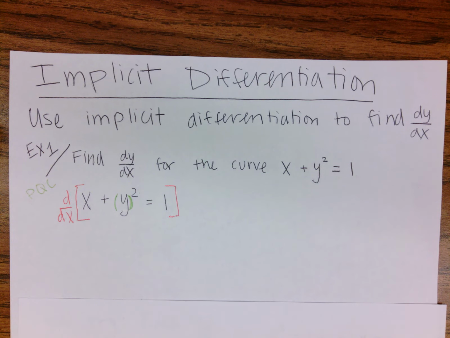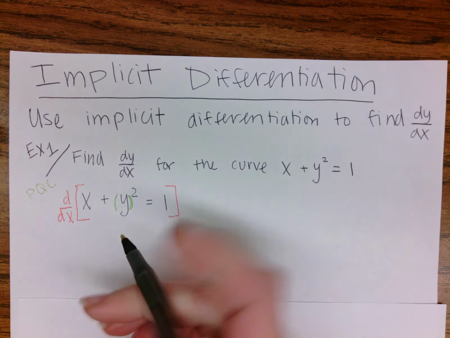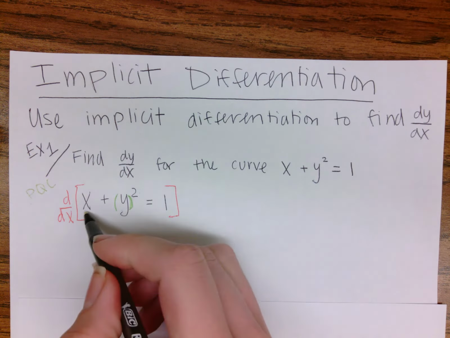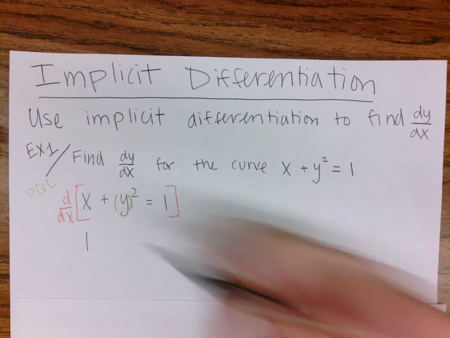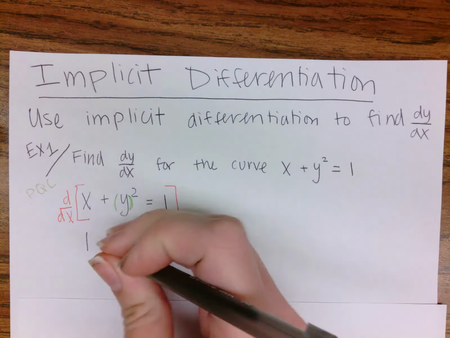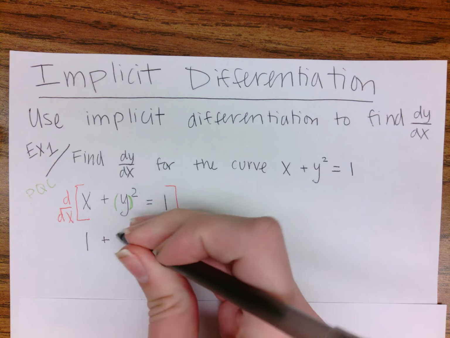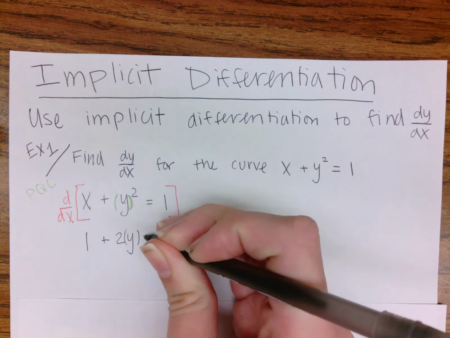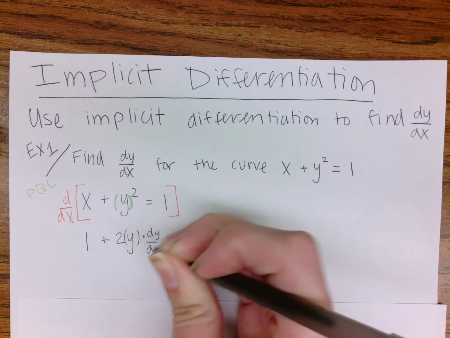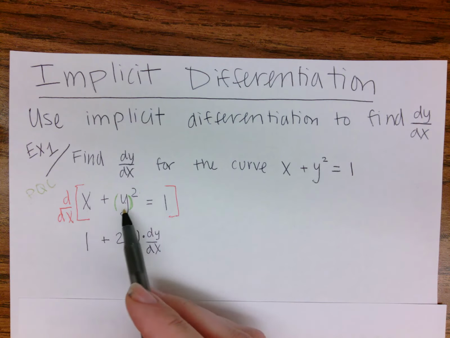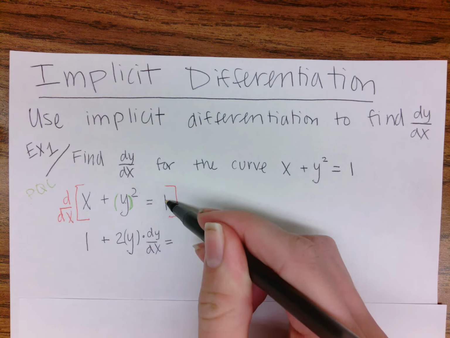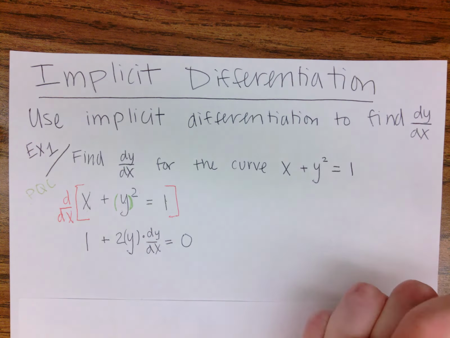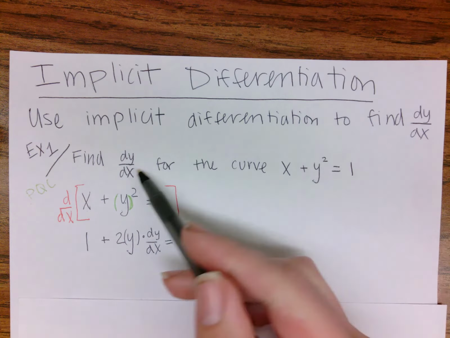After we've considered P, Q, C, we're now going to take a derivative of each term. The derivative of x with respect to x is 1. Plus, now y and x are different variables, so I'm using a chain rule here. 2y, the inside stays the same, to the first power, times dy dx. Whenever you're differentiating y, you will multiply by dy dx, equals the derivative of 1, which is a constant, is 0.